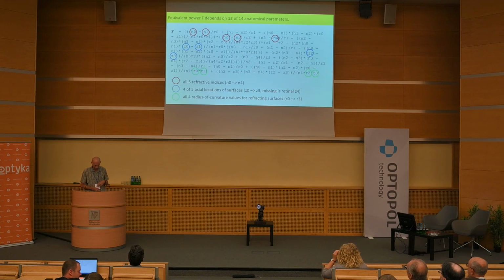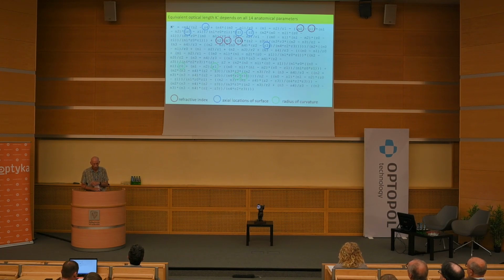I've circled some of them so you can see that all 5 refractive indices are in there, multiple times actually. 4 of the 5 axial locations are present. The only one that's missing is the retina, because this location is irrelevant to the equivalent power of that refracting surface. And then all 4 radii of curvature are involved. Similarly, you can get a complicated equation for the equivalent length of this reduced eye. And this is even bigger and more complicated, and all 14 parameters are present.